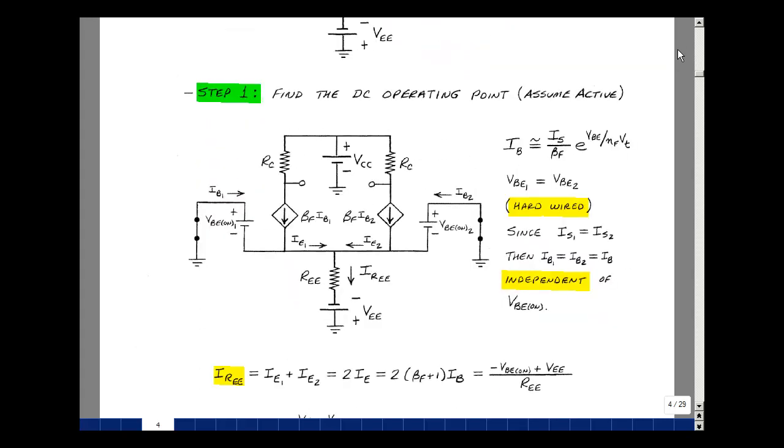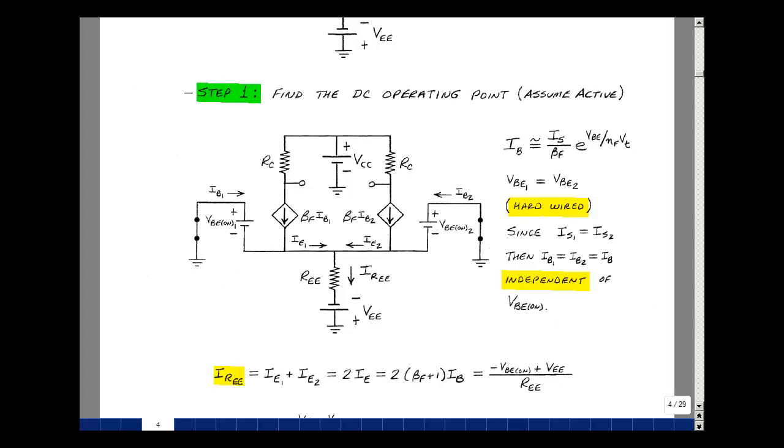We'll set the AC source equal to 0. I have a resistor R sub EE up here in series with this battery, and I have these two resistors with this battery, and then between the base and emitter of transistor 1 would be our VBE on 1, and between the base and emitter of transistor 2, VBE on 2, if we're in the active region. And then between the collector and the emitter of transistor 1, we have a current source of beta F times IB1, which would be the current coming into the base of transistor 1. And likewise for transistor 2, between the collector and the emitter, we have a current source beta F times IB2, where IB2 is the current entering the base of transistor 2.